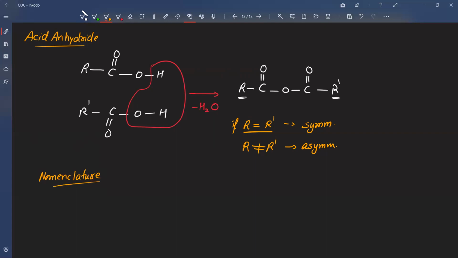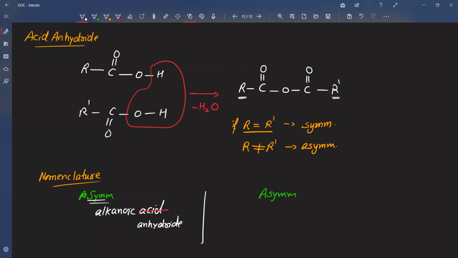So we have two different cases. Think about the acids which are part of that anhydride, and here we will have two different cases: what if they are symmetric and what if they are asymmetric. If they are symmetric, that means both the acid molecules are the same. So the parent acid name will be some alkanoic acid, and instead of alkanoic acid, we will write alkanoic anhydride, when both the R are the same, or when it is a symmetric molecule.